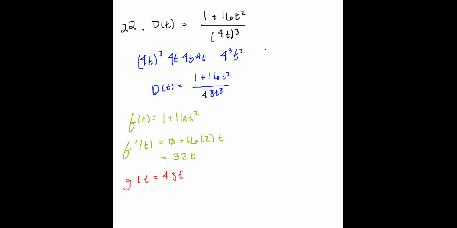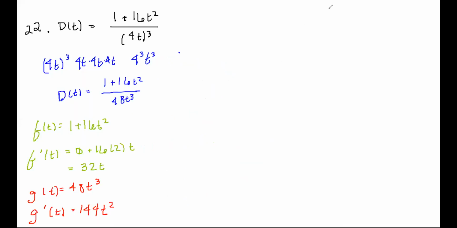That's 48t cubed. So my g prime is going to be, gosh, what is 48 times 3? 144, right? Yeah, okay. All right. So I just went ahead and defined what all of that was to start off with. And now I'm going to go ahead and put it all together.